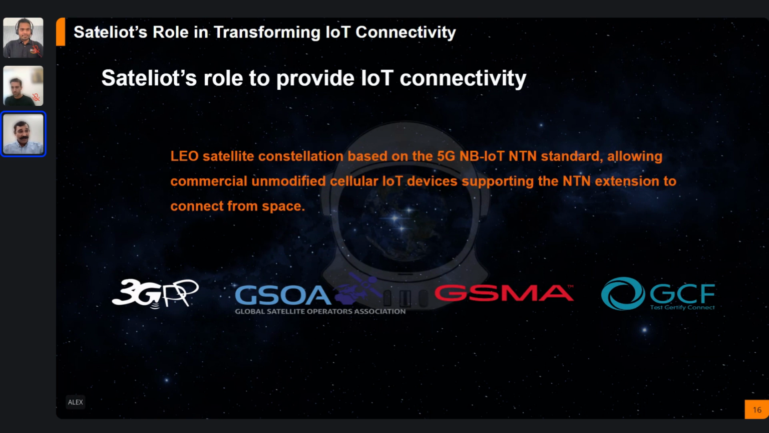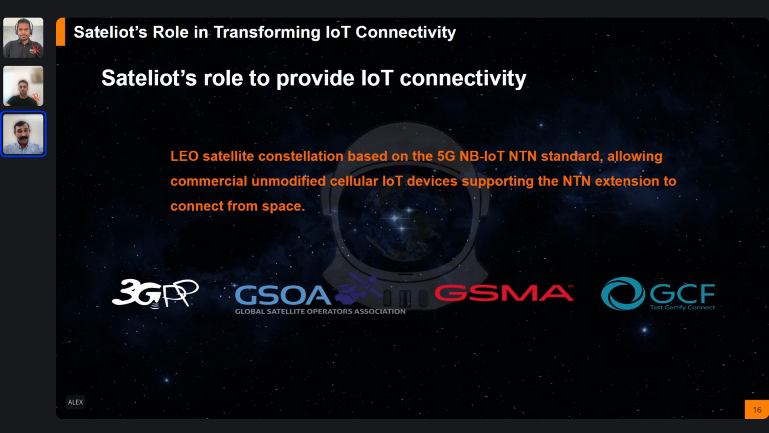And about Sateliot, yes, we are one of the success stories you can call. Briefly about us: we are a LEO satellite constellation based on the 5G narrowband IoT NTN standard. We allow commercial unmodified cellular IoT devices supporting the NTN extension to connect from space. When I say unmodified, I'm talking about the standard. We are fully standard from end to end.